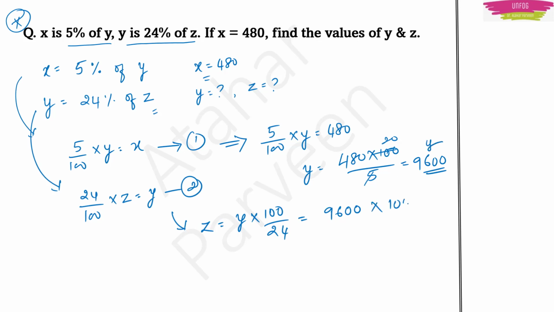Into 100 by 24. This will be equal to 24 ones are 24, 4s are 4. It is 2 zeros will be there. So my Z will be 1 2 3 4, 4 zeros. This will be my Z. Okay friends. So you should learn how to convert the question into numbers. Then only you can easily get the right answer.